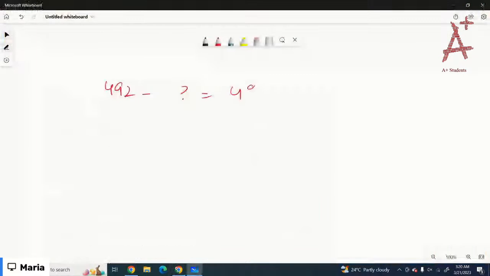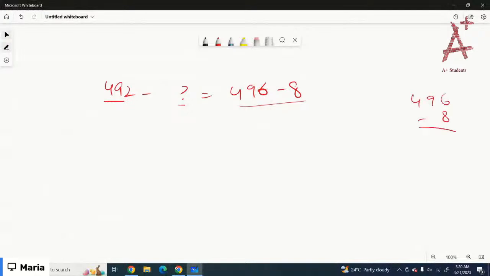496 minus 8. Okay, just look at the equation. Here you have one number given and one number is missing. Here you are given both of the numbers. So first of all, you have to solve the side on which you are given both the numbers. Got it? So just solve this side. Just subtract 8 out of 496.